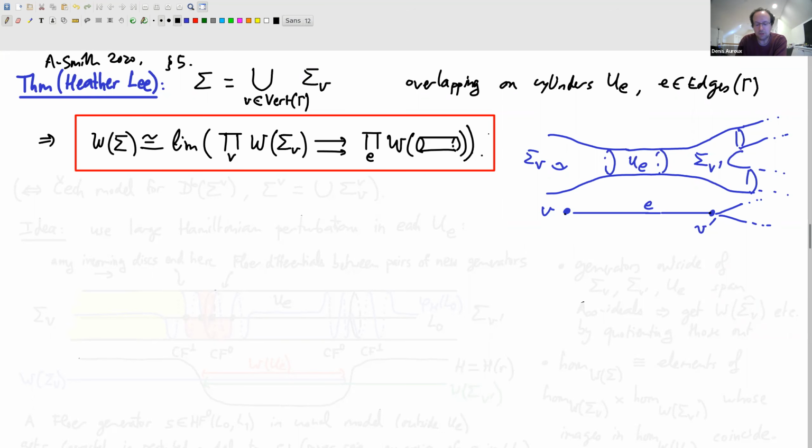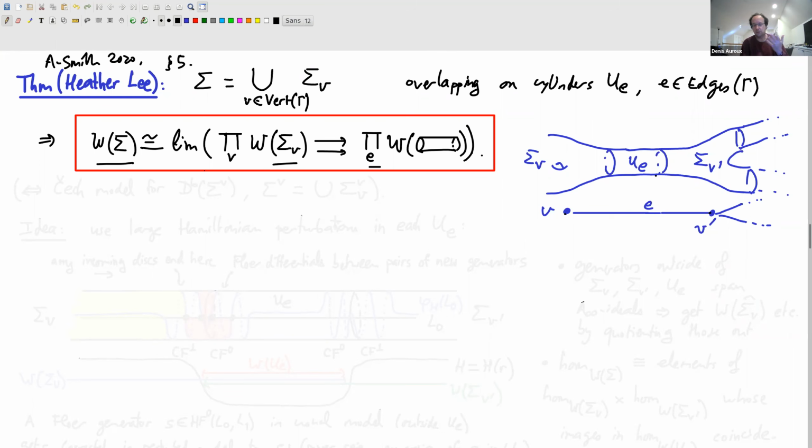Then anyway, the statement is there is a notion of restriction functors from the wrapped categories of the pieces to the wrapped Fourier categories of the cylinder for each vertex adjacent to an edge. And the wrapped Fourier category of the big total space, of the total surface sigma, is in fact the limit of this diagram. So it fits in a pullback diagram.